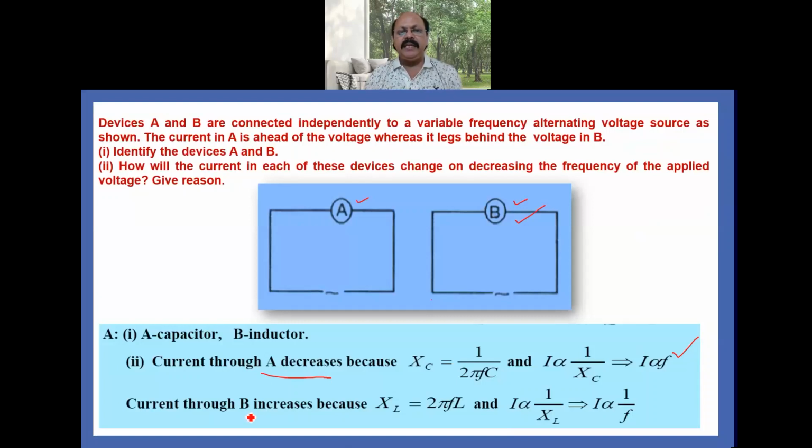But device B is the inductor, so inductive reactance XL equals 2 pi fL, and the current is inversely proportional to XL. When you substitute the value of XL, the expression becomes I directly proportional to 1 upon f. As f decreases, I increases. So in case of device B, the current increases with decrease in frequency. This is a very important question in which you apply the concept you have learned, and many times it is asked in the examination.